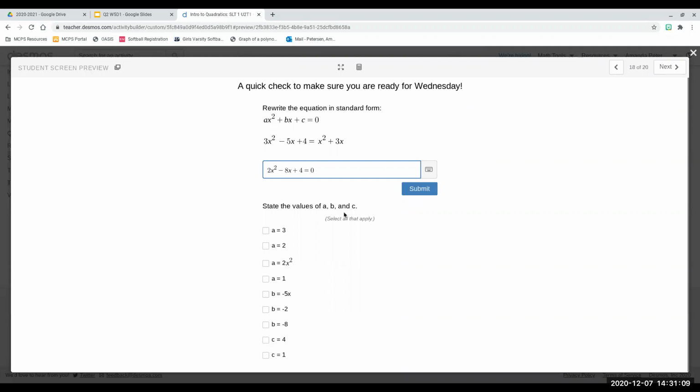So now I'm ready to identify a, b, and c. a comes from the x squared term, so a equals 2. A isn't the entire thing. A is just the number out in front. So not 2x squared, it's just 2. So b is going to be negative 8, and c is going to be 4.